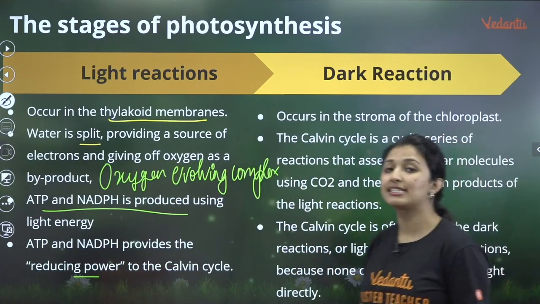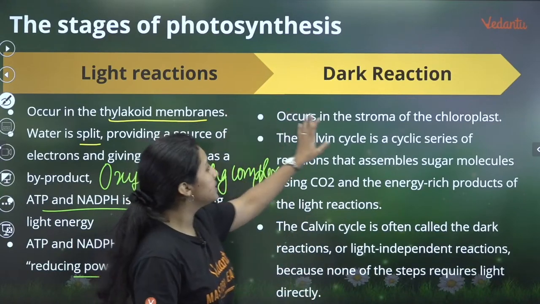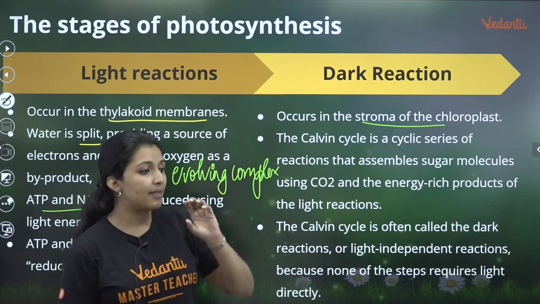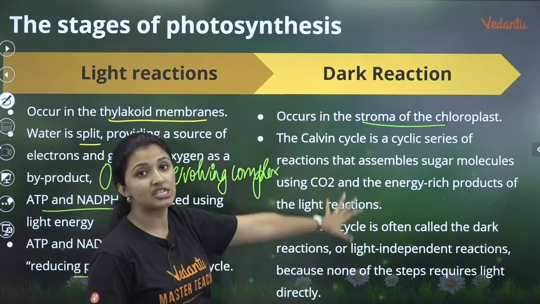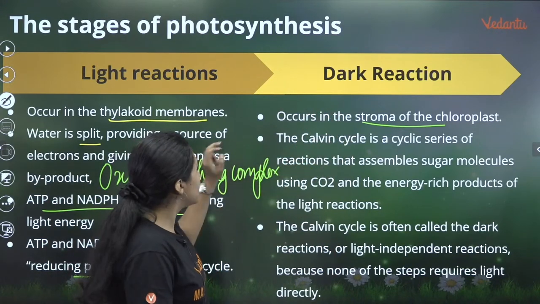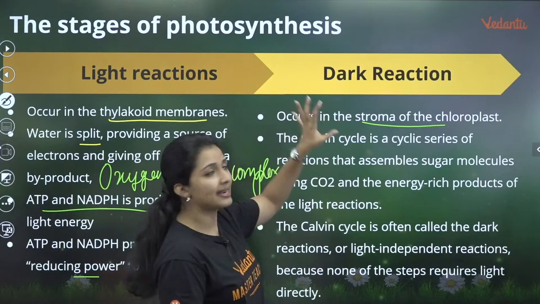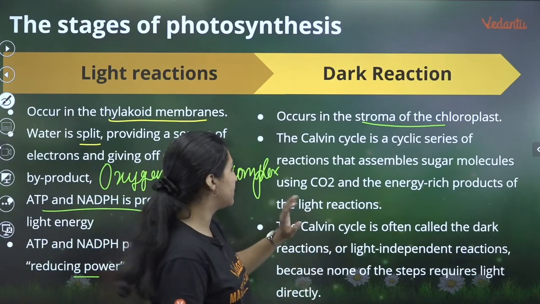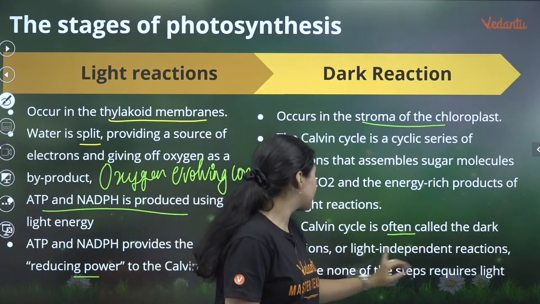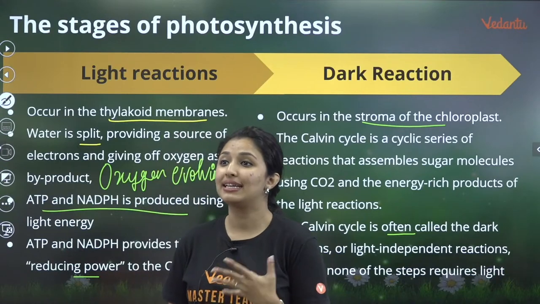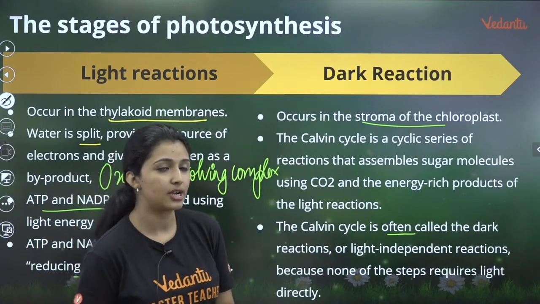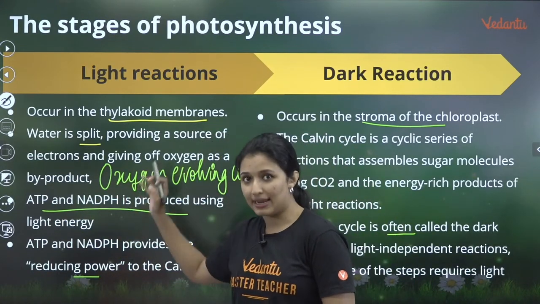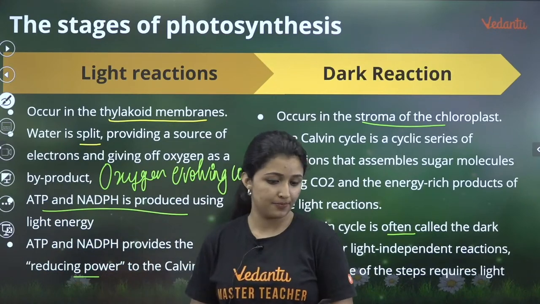The dark reaction, also called the biochemical phase, occurs in the stroma of the chloroplast. After the thylakoid membrane, whatever ATP and NADPH is there is given to the stroma, and the rest of the reaction happens in the stroma. The Calvin cycle is a cyclic series, or C3 cycle, but we have different variations, which we will learn about. It is often called a dark reaction because it is not directly dependent on light. It gets the products of light, the ATP and NADPH.